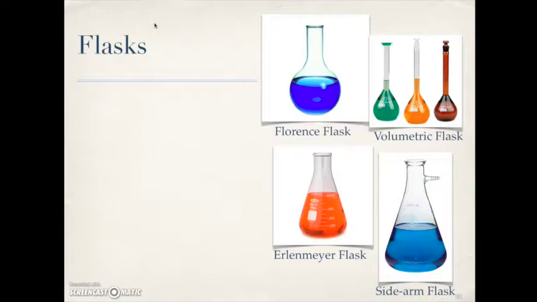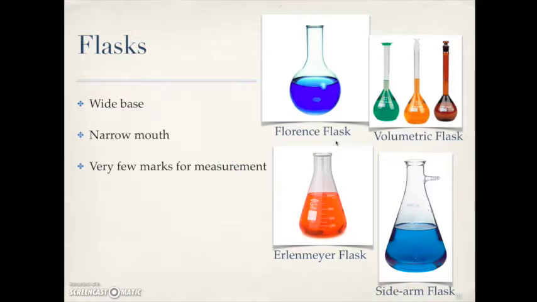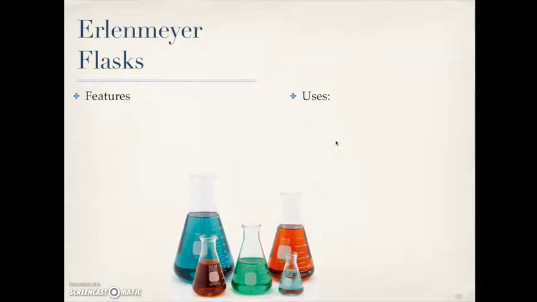Flasks come in many different varieties. We see several right here. In this lab, we'll be working specifically with the volumetric flask and the Erlenmeyer flask. All flasks tend to have a wide base, again, to give it support so that it doesn't tip over. They also have a narrow mouth, and also generally have very few marks for measurement.